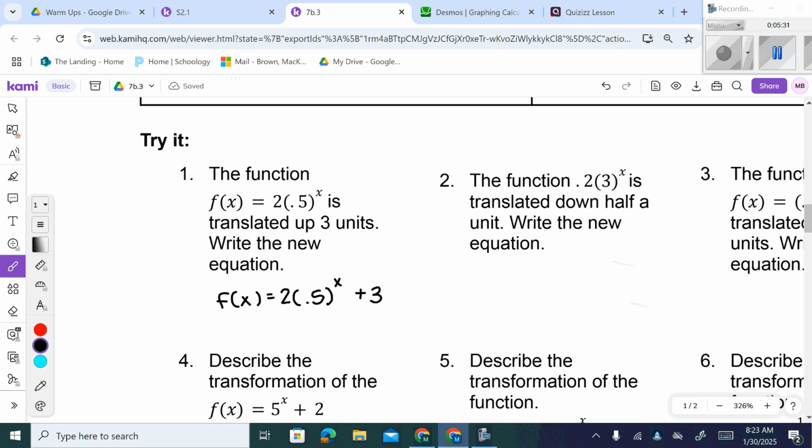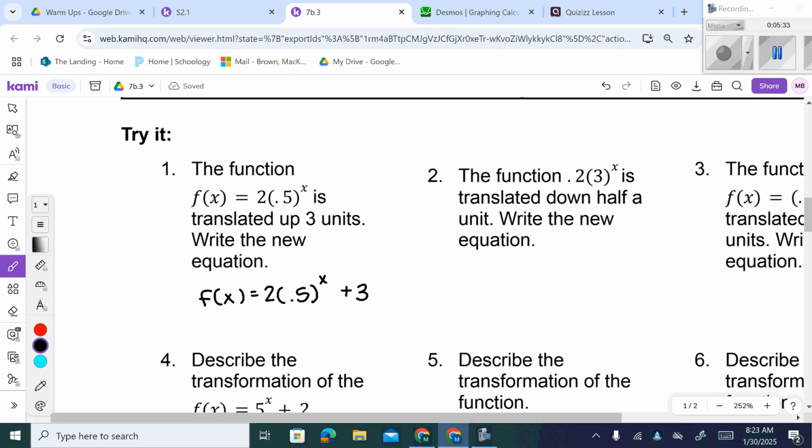Good. All right, number 2. It gave me 0.2 times 3 to the x, and it wants to move it down half a unit. What do I need to add to this function? I do need f of x equals... How am I going to say down half a unit? Negative 1/2. Okay? And y'all, why am I not putting it up here with this x? Because that's not where it goes. I don't care about the h right now. We're only talking about what variable is this? The k. Good. All right.